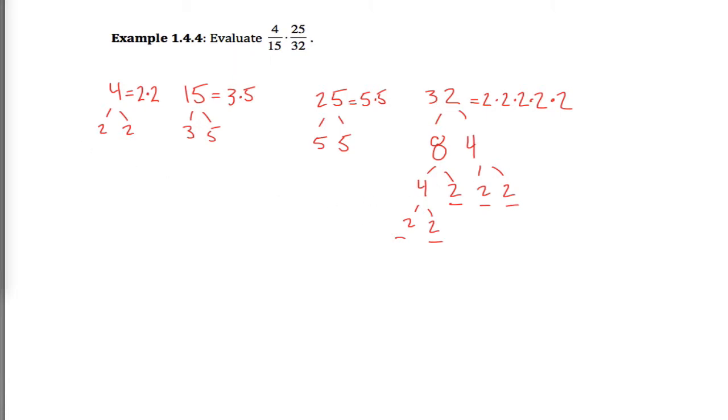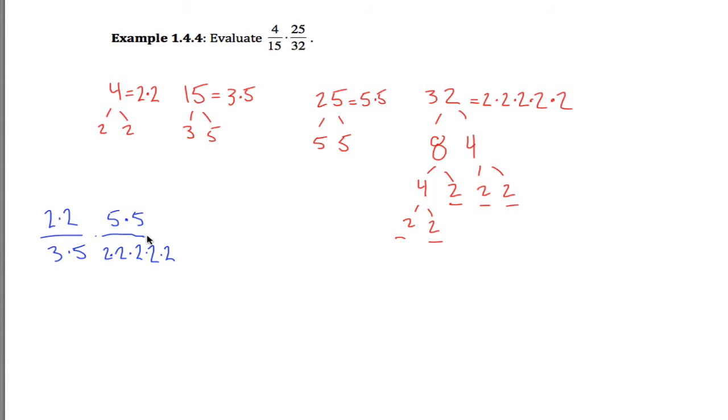And now, if you've written all four of the numbers in this problem in terms of their prime factorization, we can figure out this problem. We can say 4/15 is the same as 2 times 2 divided by 3 times 5. And we're trying to multiply that by 25/32, which is just 5 times 5 divided by 2 times 2 times 2 times 2 times 2.